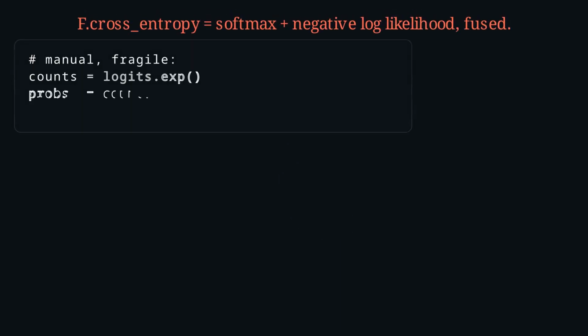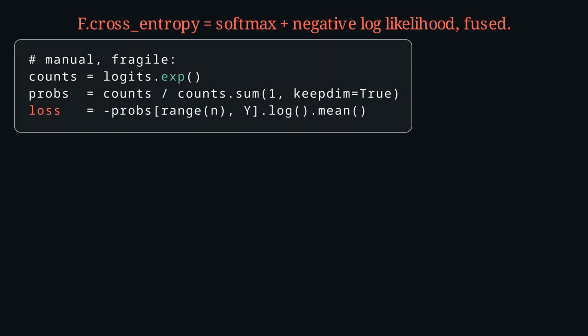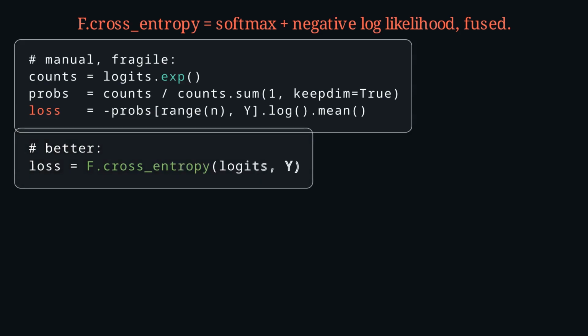The loss is the same average negative log likelihood as before. We could write it by hand: exponentiate the logits, normalize, then take the negative log probability of the correct character. But in practice we call cross entropy directly. It does the same math in a single fused, numerically stable operation.